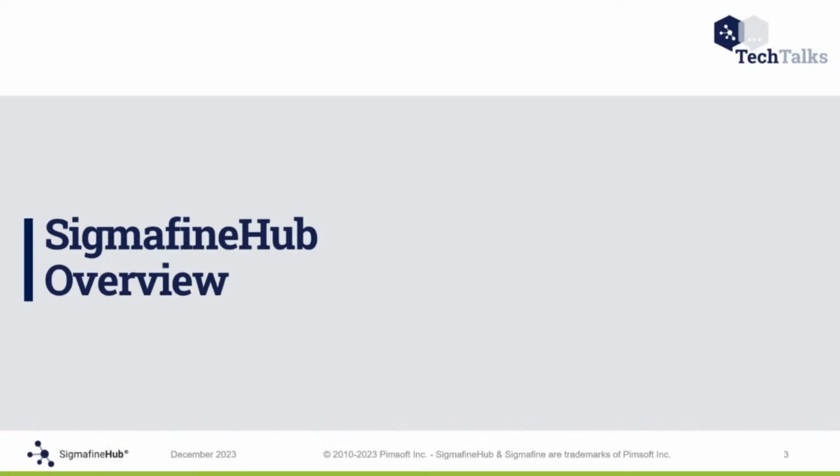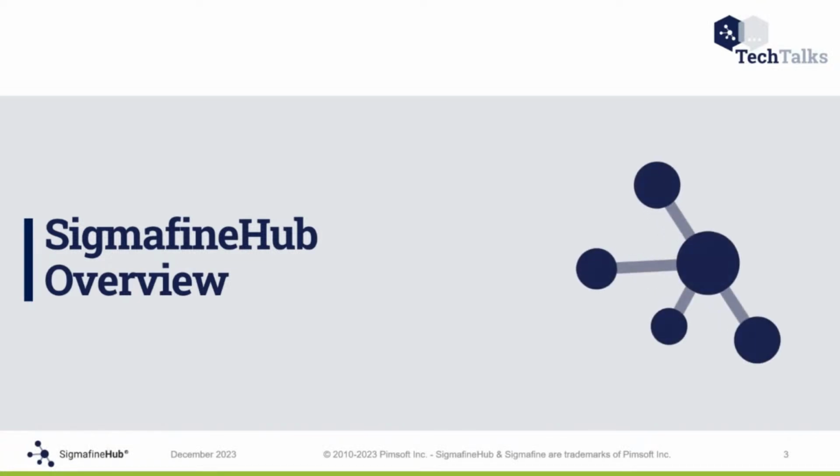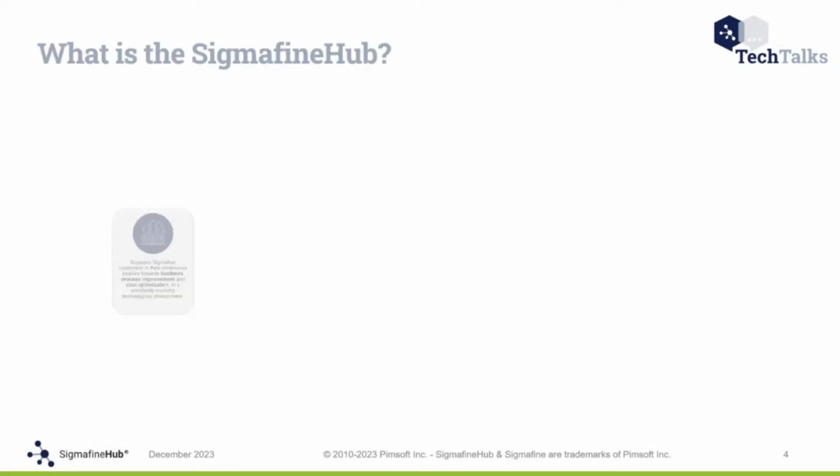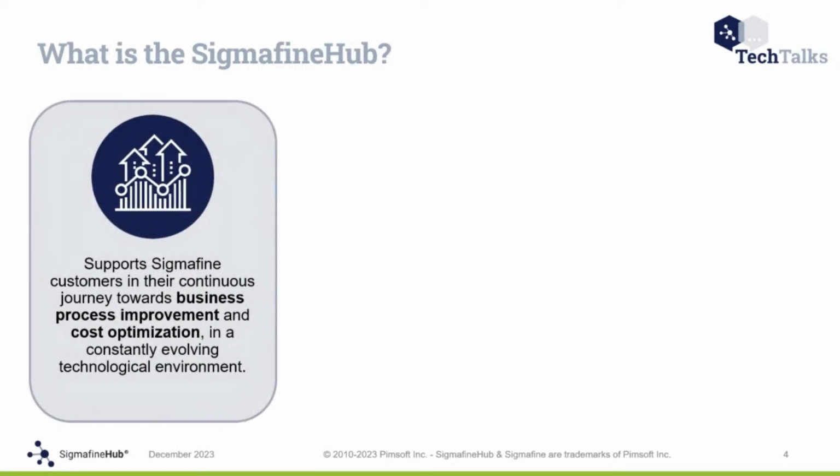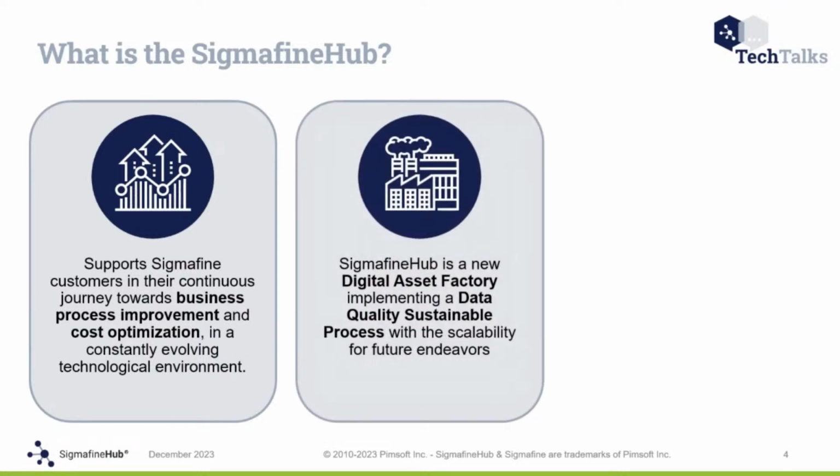So SigmafineHub overview, what it is. What is SigmafineHub? SigmafineHub is aimed to support Sigmafine customers in their continuous journey toward business process improvement and cost optimization in a constantly evolving technology environment. SigmafineHub is a new digital asset factory implementing a data quality sustainable process with the scalability for future endeavors.